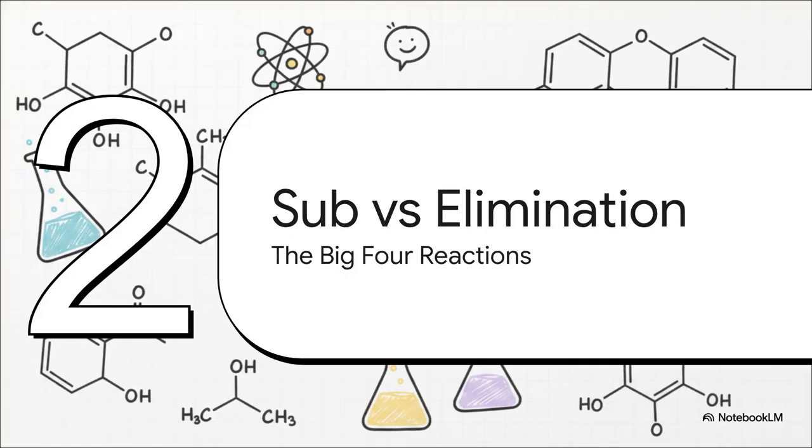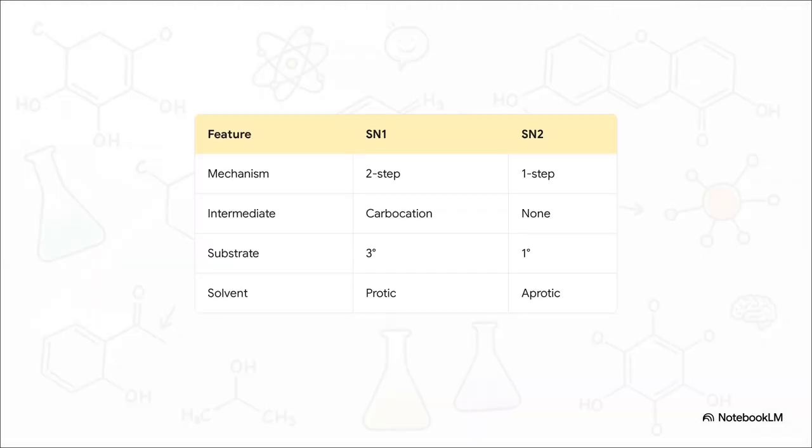Let's tackle Section 3, substitution versus elimination. This section tackles what is usually the biggest hurdle for most students. We are going to break down the big four, SN1, SN2, E1, and E2, so you can instantly categorize any reaction thrown your way. Okay, let's dive into this matrix.